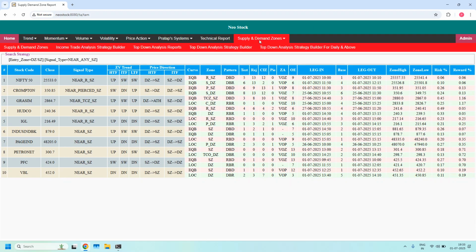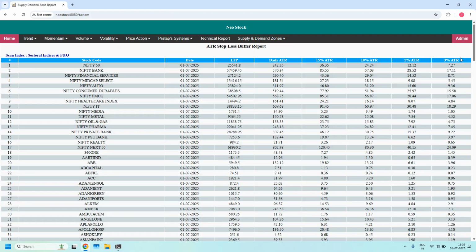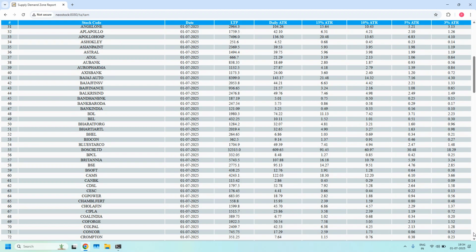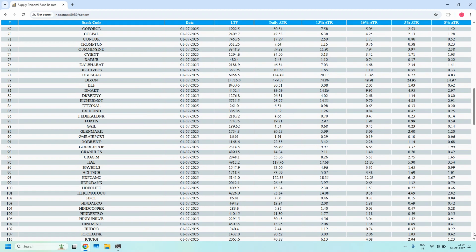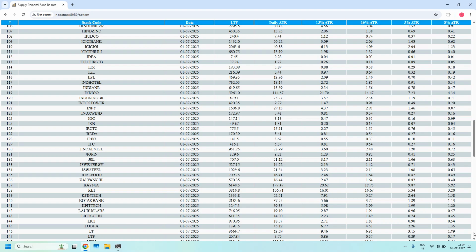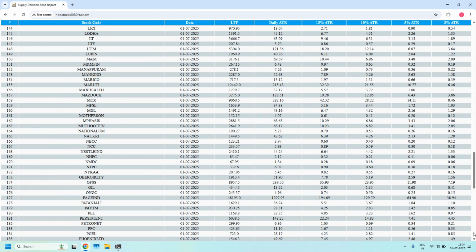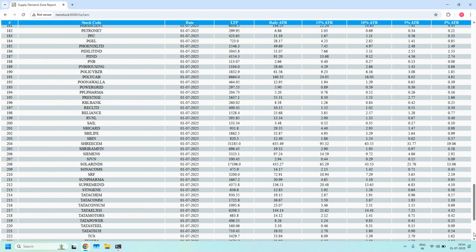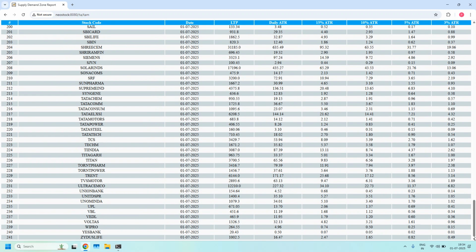And in the final report, let us generate stop buffers based on daily ATR. First 17 in this list are indices, remaining all are equity stocks. So I am scrolling the list down. Whichever stock you want to refer to, pause the video. After that you can proceed further. Okay, I am scrolling the list down. So this is the end of the report.